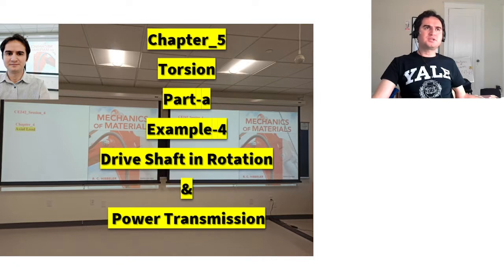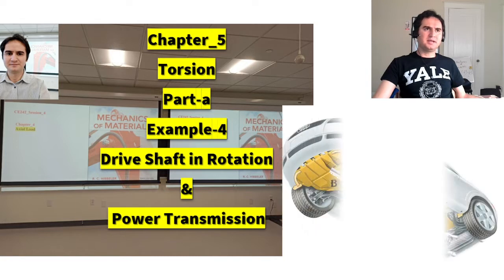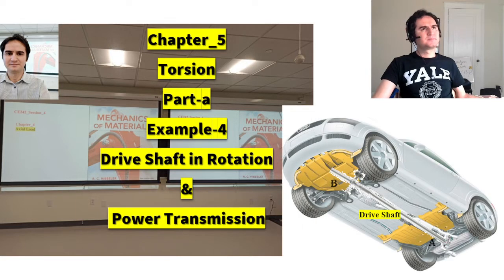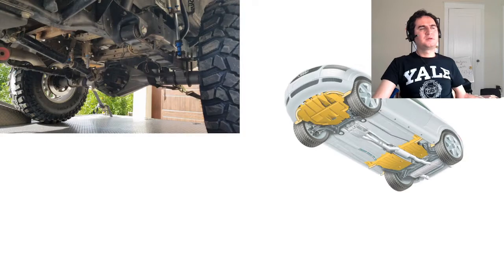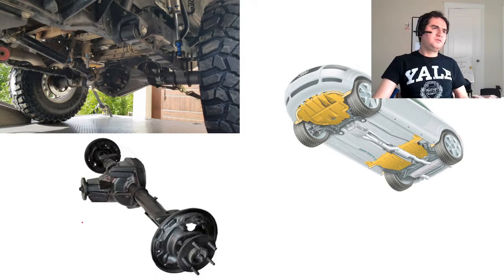Chapter 5 Torsion, Part A, Example 4: Drive shafts in rotation and power transmission. As you can see in this figure, you can observe a rear axle of a vehicle connected to the rear differential, and the rear differential itself connected to the drive shaft. This is the drive shaft, which connects the rear and front axles.